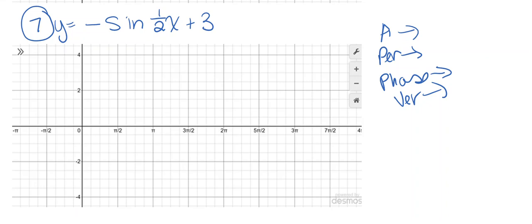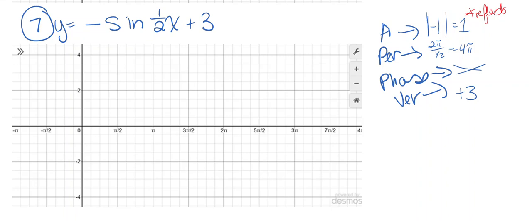So let's look at number 7, which is y equals negative sine half of x plus 3. I want you to pause the video. I want you to fill in those 4 things, okay? So what you should get for the amplitude is 1. The period should be 4 pi, no phase shift, and a vertical shift of 3, up 3.